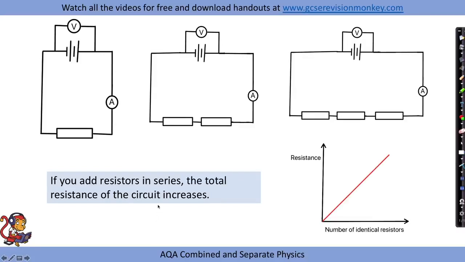So you might get a graph that looks a little something like that. In fact, the total resistance is actually the sum of all the resistors. So for example, if these were each 5 ohms, our total resistance in the circuit would be 10 ohms.